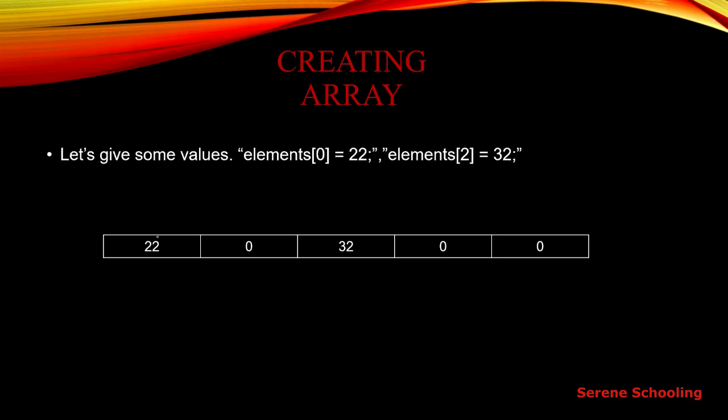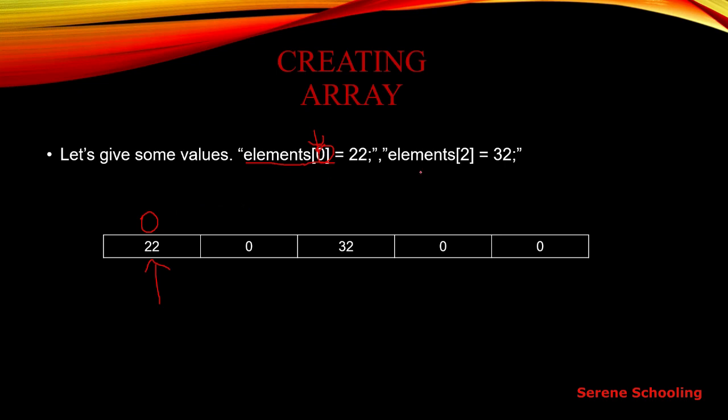Let's move on. So let's try giving some value. To access an index, we first write the array name, then we use square brackets, and then we write the index number. For example, here we wrote 0. So by writing 0, we accessed the 0th index, and we stored 22 on it. So now the 0th index is no longer empty or 0. It is 22 now.